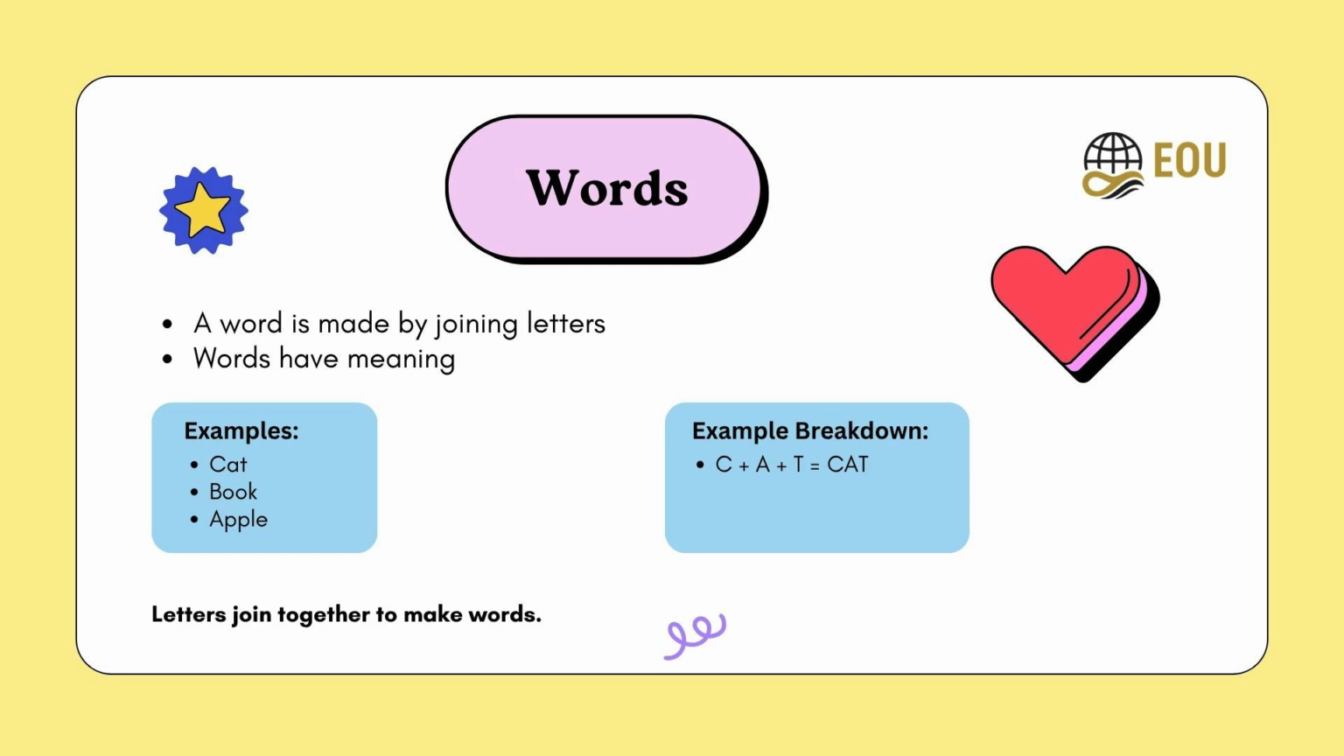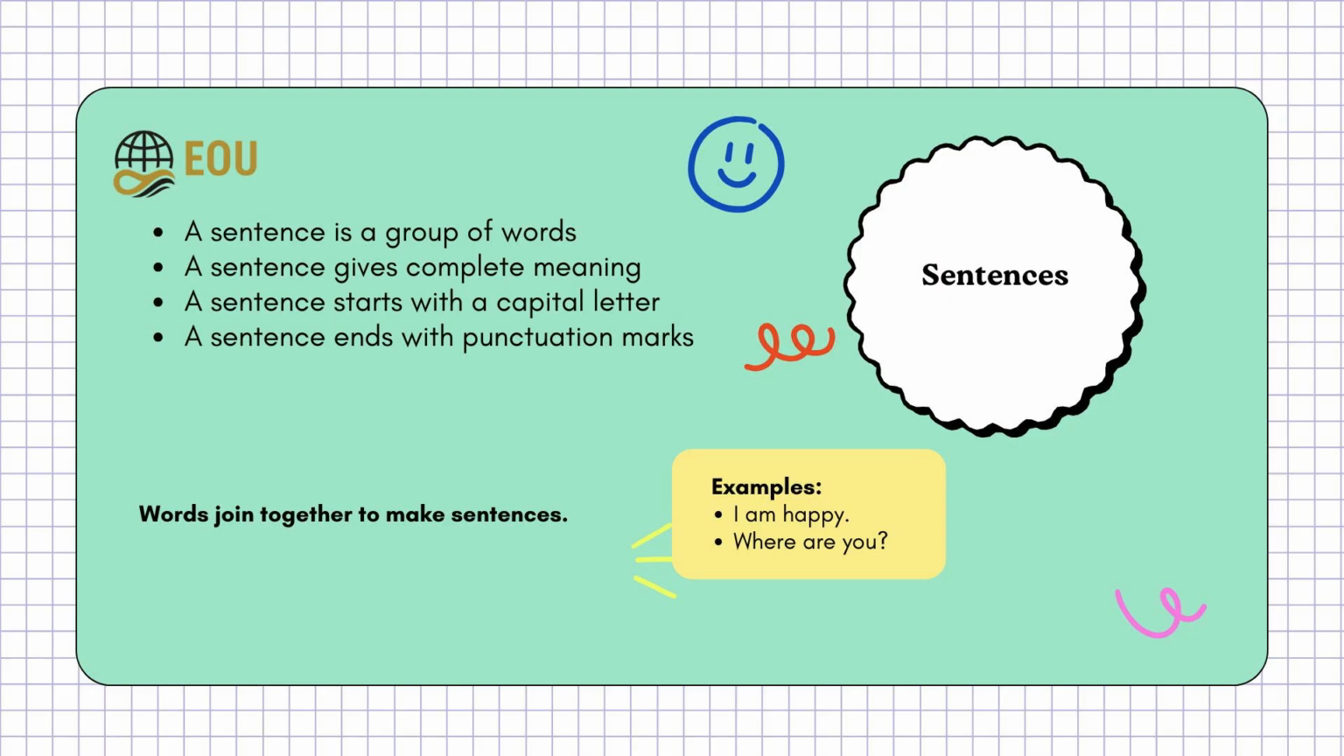Now let's move to sentences. A sentence is a group of words. A sentence gives complete meaning. A sentence starts with a capital letter, and a sentence ends with punctuation marks. Look at these examples. I am happy. Where are you? Words join together to make sentences. Now can you try making one small sentence by yourself?